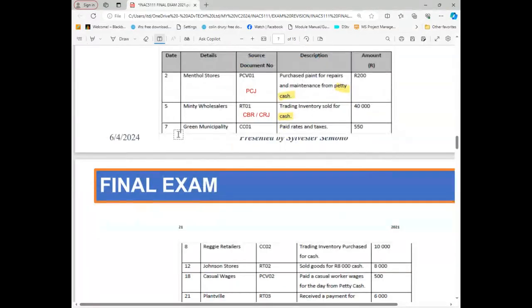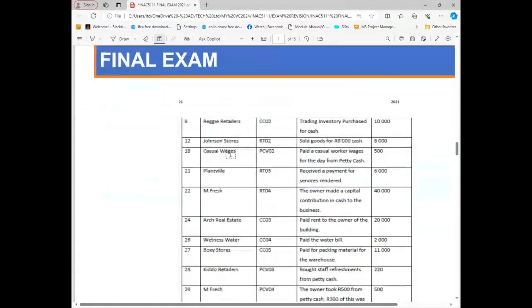Okay. On the 7th, Green Municipality, we paid rates. We know that when we pay rates, we always go to the CBP because it's a payment, and some of you know it as CPJ. Use whatever you think is best for you. So this one goes to CBP, because now we paid. On the 8th, you can see here again, they said trading stock bought for cash. Obviously, when we buy for cash, we will always go to the CBP, or you can say CPJ.